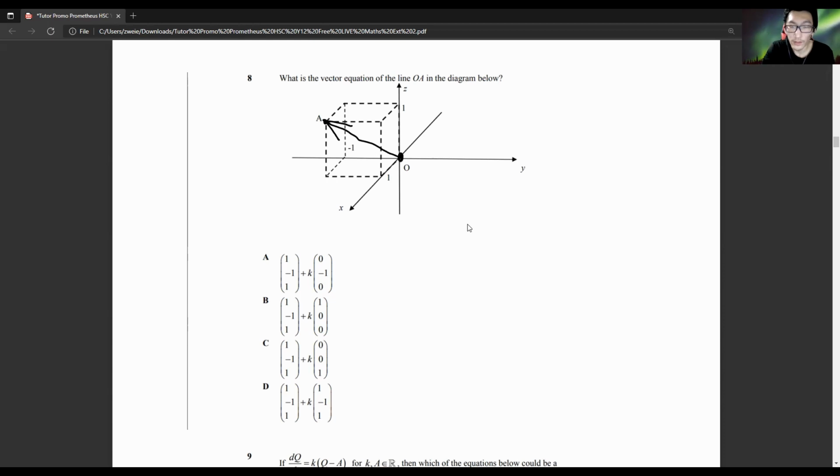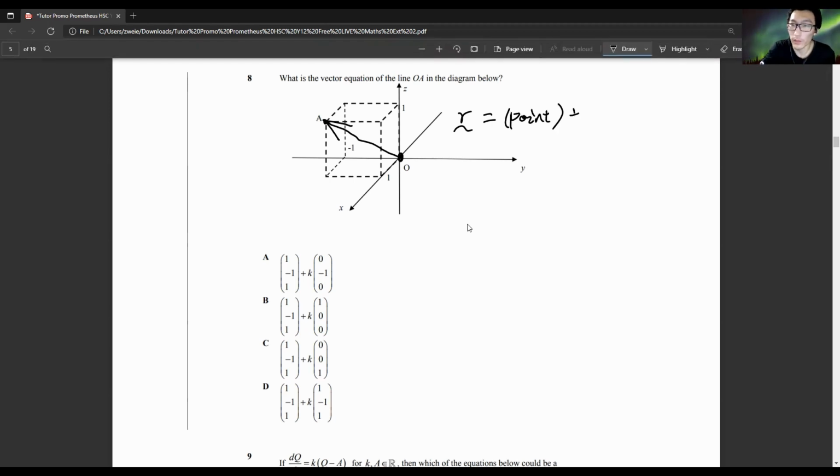To figure out the vector equation, we know that usually we have our vector equation r, right? We have a point in column form, plus lambda times our direction vector. Lambda is just any constant, okay? Lambda exists as k, any constant.